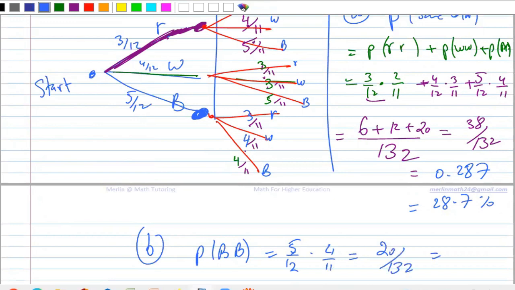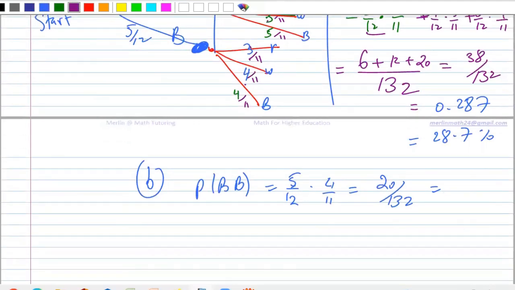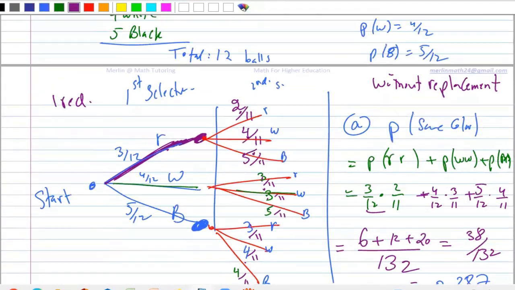How much is it? It should be less than part A because this is a part of it. How much in decimal? 0.15, so it's 15%, right? Okay, finish. That's it. Is it hard? It is hard if you don't understand what's going on.